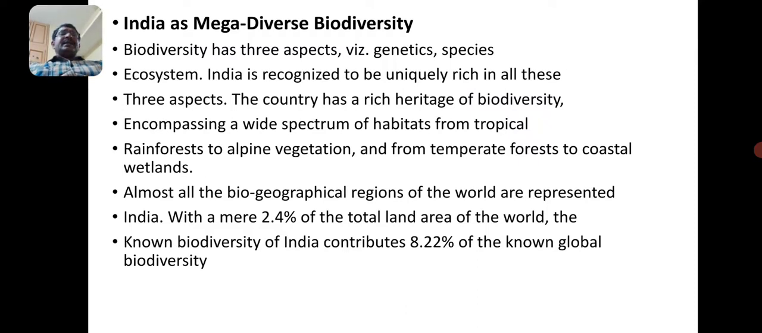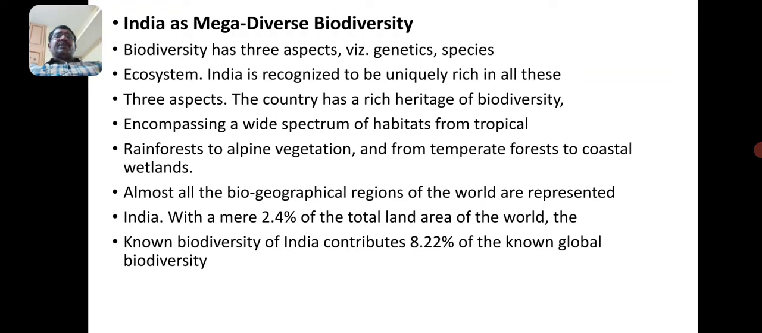Biodiversity has three aspects: genetic, species, and ecosystem. India is recognized to be uniquely rich in all these three aspects. The country has a rich heritage of biodiversity, encompassing a spectrum of habitats from tropical rainforest and alpine vegetation to temperate forest and coastal wetlands. Almost all biogeographical regions of the world are represented.